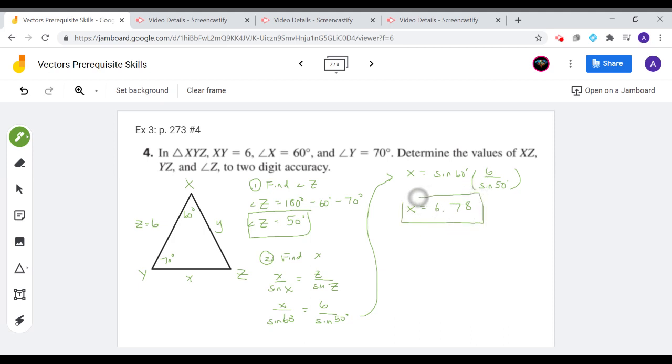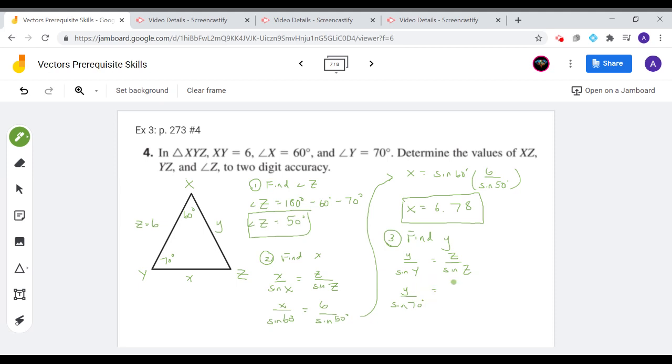And the last thing I'm going to do is find side y. Remember, I can't use Pythagorean theorem here because this is not a right angle triangle. That's a common mistake. But I can use the sine law again. So I can say y over sine y equals z over sine z. And I could have used the x over sine x here. I just try to use as much information that I'm given from the problem as possible.